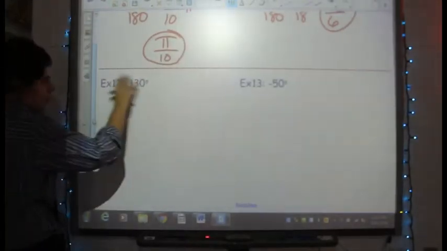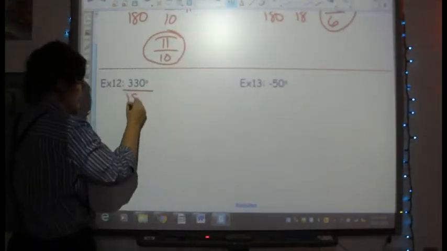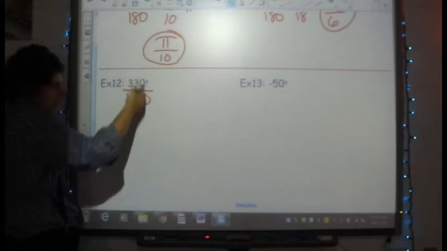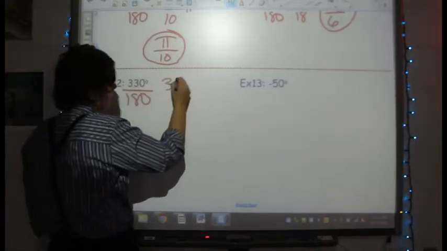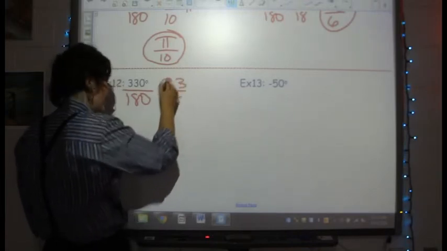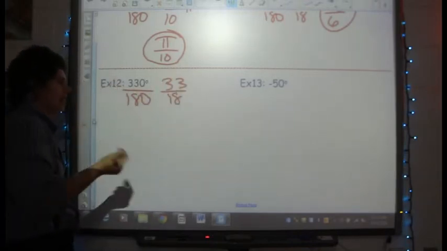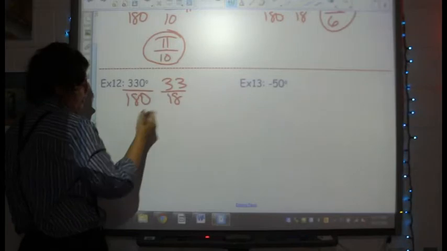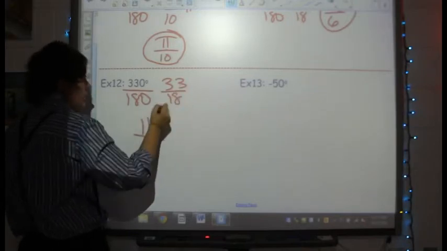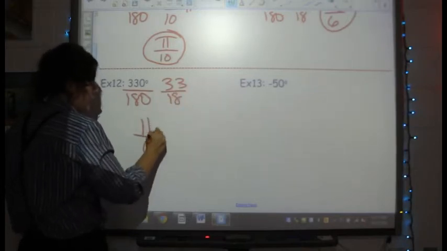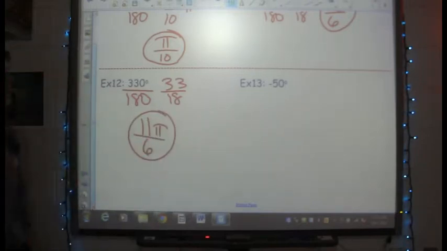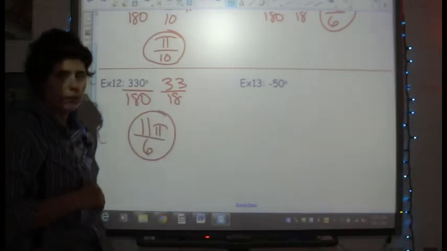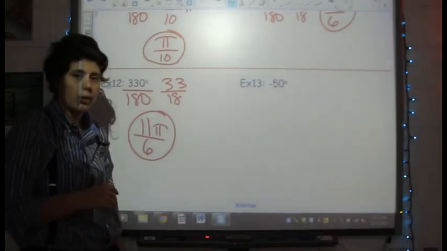For number 12, we'll just scroll down for you. Again, divide by 180. I can see that they have a 0 in common. That means they're both divisible by 10. So I can go ahead and call this 33 over 18. And again, they both have a 3 in common. So I divide. 33 divided by 3 is 11. 18 divided by 3 is 6. And then throw a pi up top. 11 pi over 6. Now might be a good time for you to pause the video and try number 13 on your own.